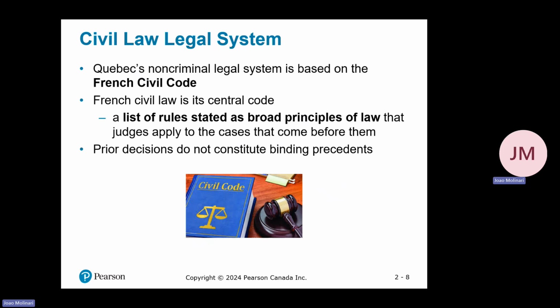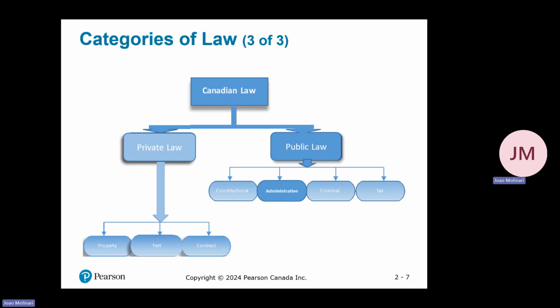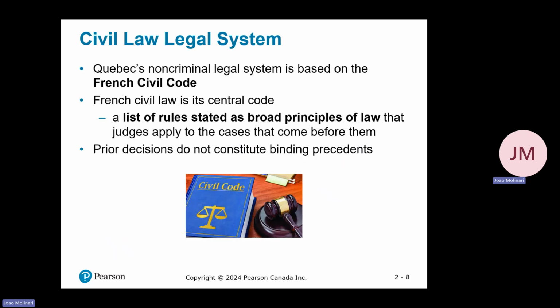This legal system is present only in Quebec for non-criminal matters. So the main message here is that laws or rules, they are in the civil code. And they are as broad principles, and then judges will apply them. Does it make sense? Well, let's talk about, I don't know, contract. So when is a contract valid? The parties have to have capacity. The object needs to be legal. So all those things will be in the civil code.